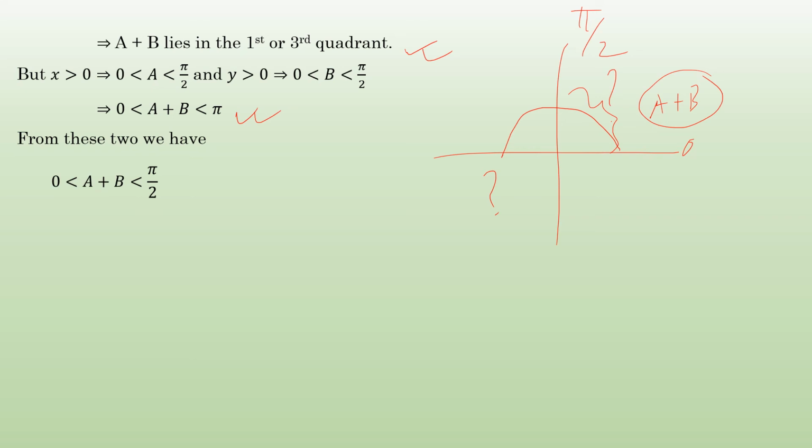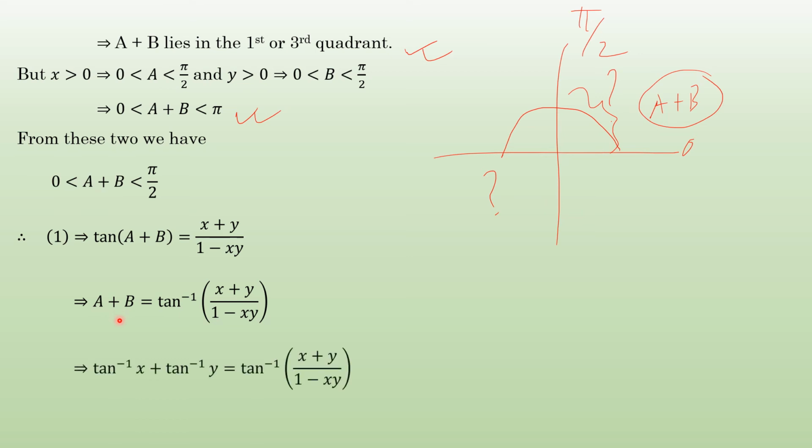Therefore tan of a plus b, from equation number 1, is equal to x plus y divided by 1 minus xy. Taking inverse on the right hand side, a plus b is equal to tan inverse of x plus y divided by 1 minus xy. A was tan inverse x and b was tan inverse y. So tan inverse x plus tan inverse y is equal to this, and this is the proof of the first part, under the condition x greater than 0, y greater than 0, and xy less than 1. And come to the next one, case 2.